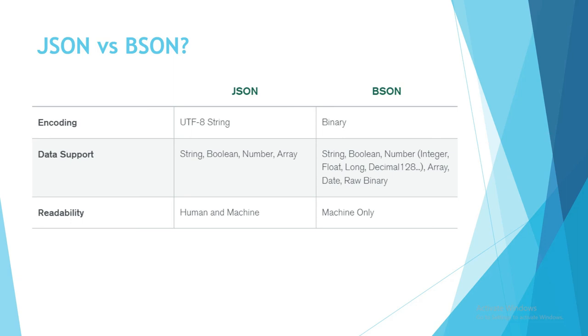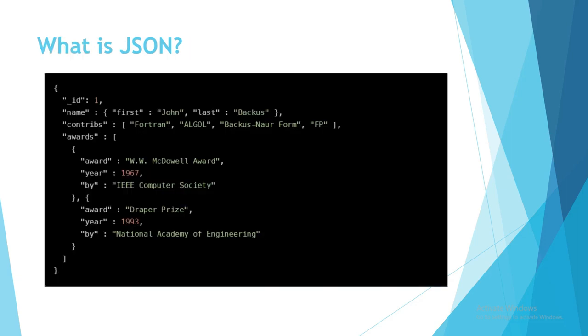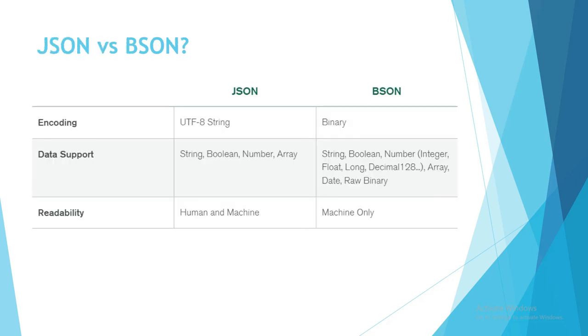And coming to the readability aspect, JSON can be read by humans. You can observe, right now we can read it, and it can be read by a machine also. Whereas BSON can be read only by a machine.